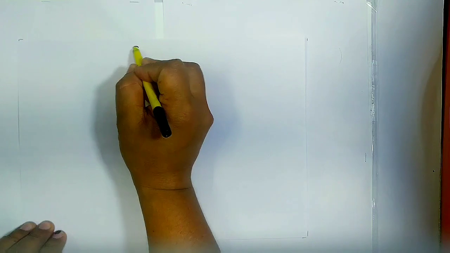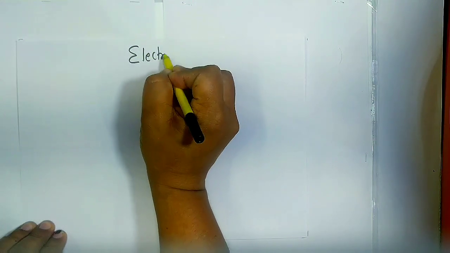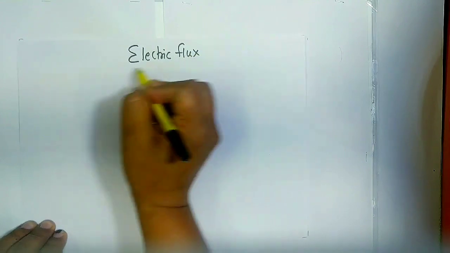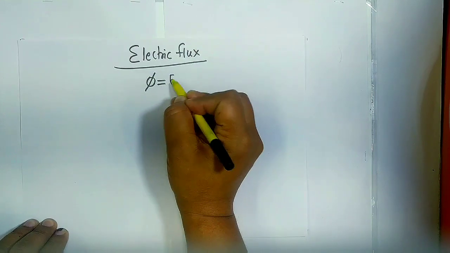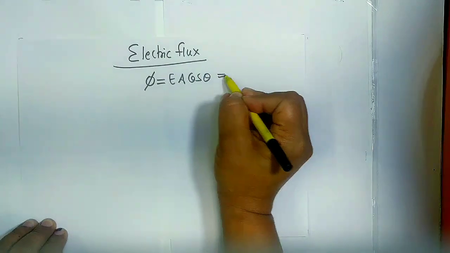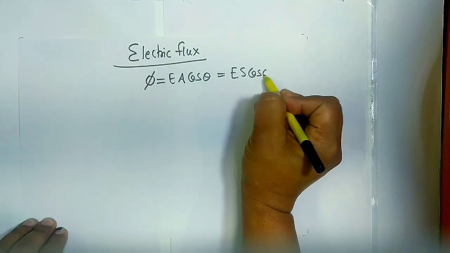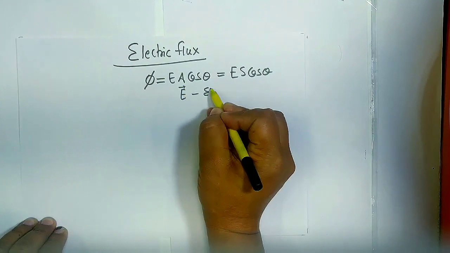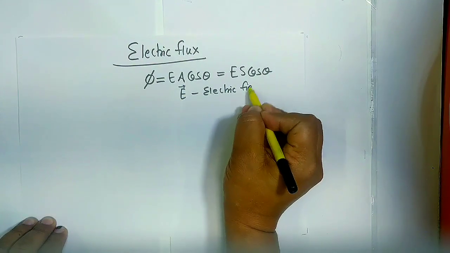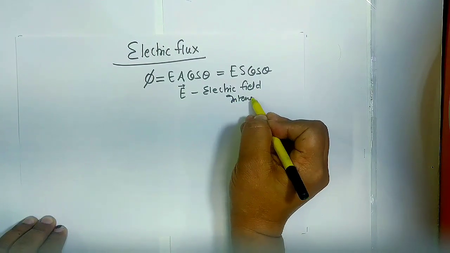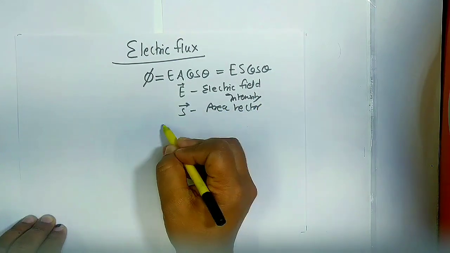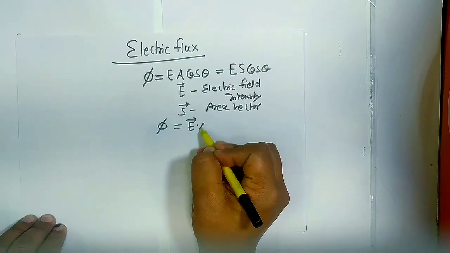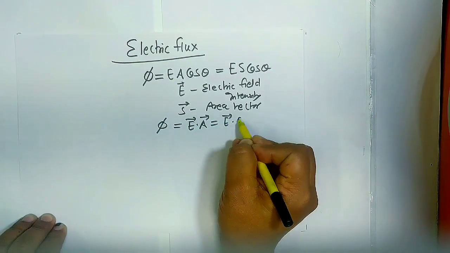Students, today in continuation with the topic electric flux. Already in an earlier video I have explained to you that electric flux is EA cos theta or ES cos theta, where E is electric field intensity and S is the area vector. It means phi is written as E dot A or E dot S.